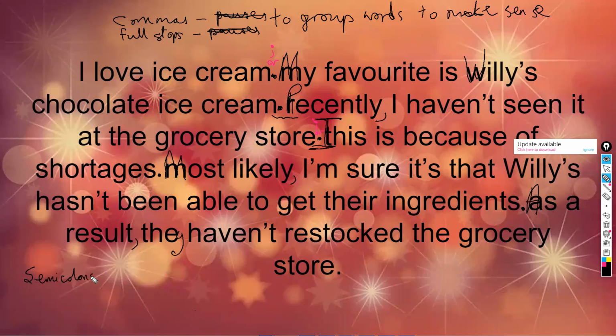Semicolons can replace full stops. Semicolons are kind of stylish devices. You don't really need them, but they make things nice sometimes, right?